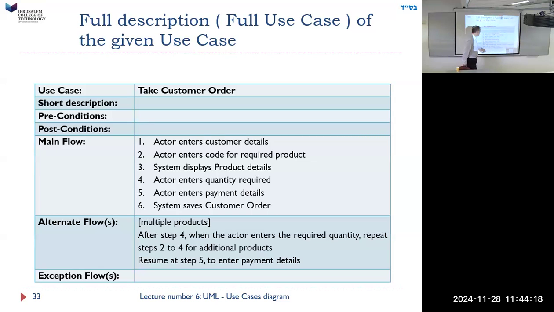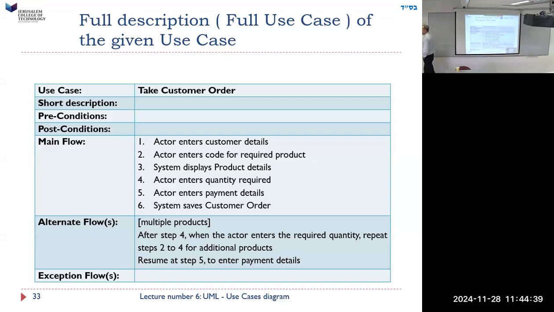An alternate flow is: after step 4, when the actor enters the required quantity, go back to step 2 for additional products. Maybe he wants to not only buy pants, he wants to buy a hat. So maybe we'll go back to 2. We're not going to go back to 1. We've already got the details. So we go back to 2, and then resume at step 5. So that would be an alternate flow.